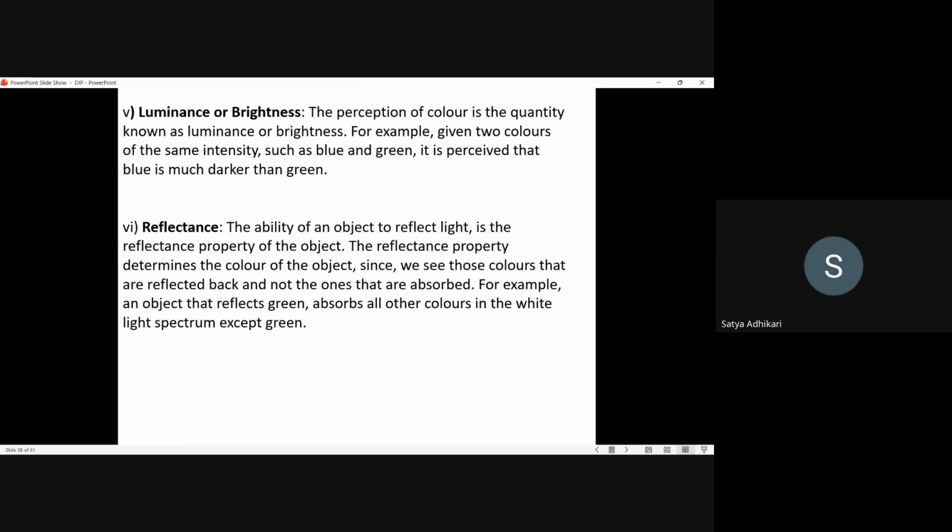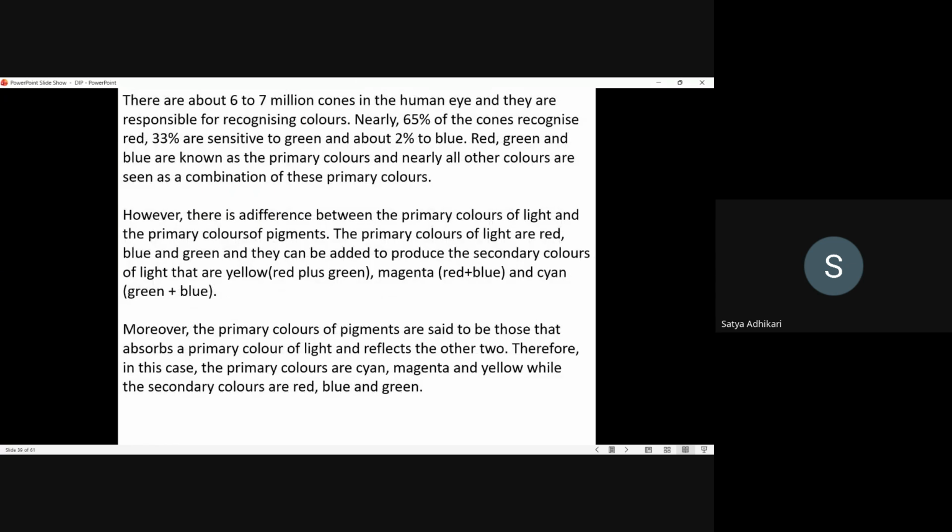Since we see those colors that are reflected back and not the ones that are absorbed. For example, an object that reflects green absorbs the other colors in the white light spectrum except green. So it depends upon the surface where the light falls. If a white surface is there, more light is not absorbed.